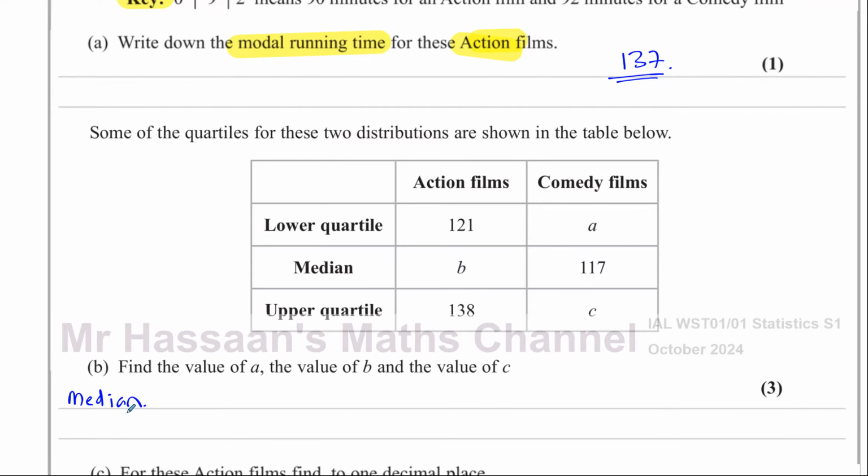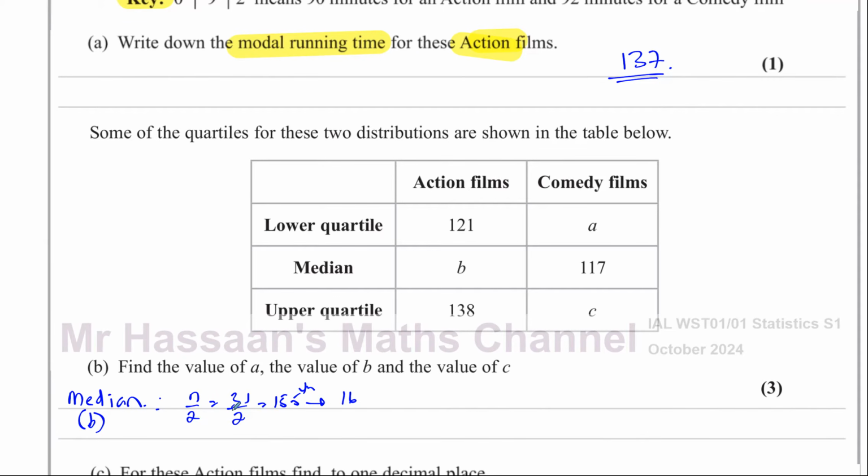Okay, so this is for the action film. We're trying to find B first. The position of the median is given by the number of entries divided by 2, which is 31 divided by 2, which is 15.5. So whenever you have something like this, when we do n divided by 2, we're looking for the term which, when you round up, is the 16th term.